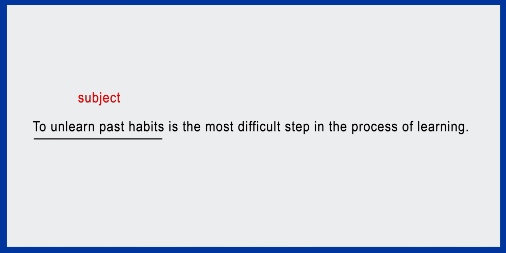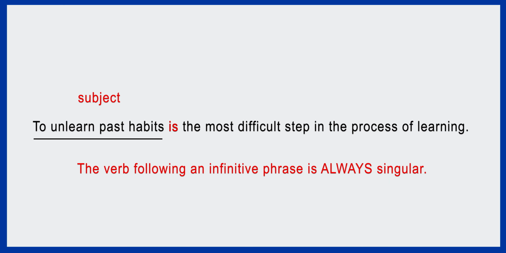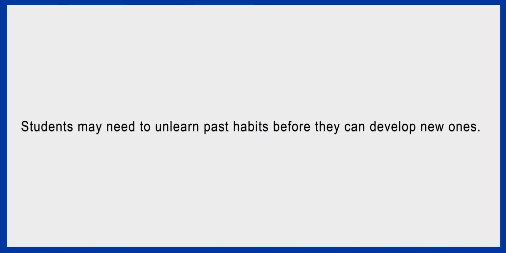Please note that the verb following an infinitive phrase is always singular, because to unlearn past habits is considered as one action. Let's see an example where an infinitive is used as an object. Students may need to unlearn past habits before they can develop new ones. In this example, to unlearn past habits is the object of the verb need.